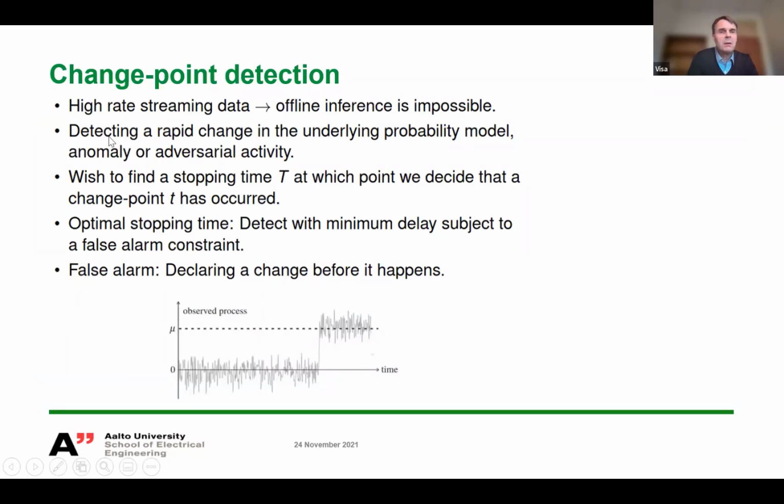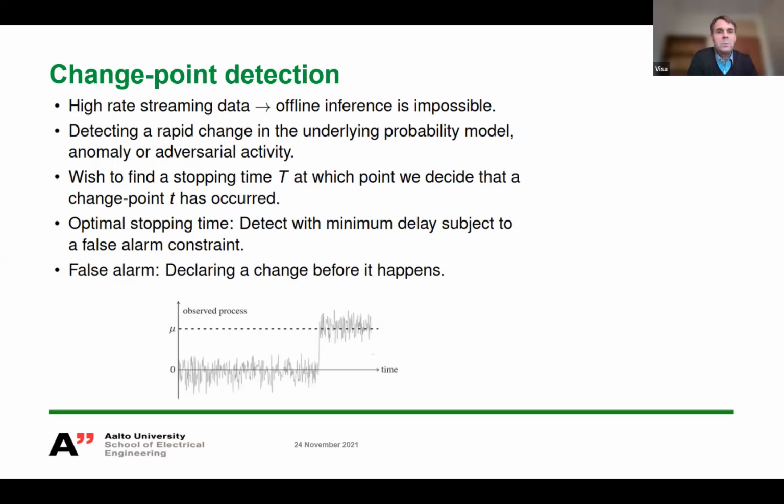So in change-point detection in general, you again have data streams that are streaming at high rates, and collecting all this data and performing offline inference is not really feasible. Furthermore, it's very important to detect rapid changes in these probability models, because you cannot necessarily preserve all the data, but you can tell when the data or the nature of the data has changed. And the change may be due to some anomaly, adversarial activity, or just that the phenomenon you are interested in has undergone some change.